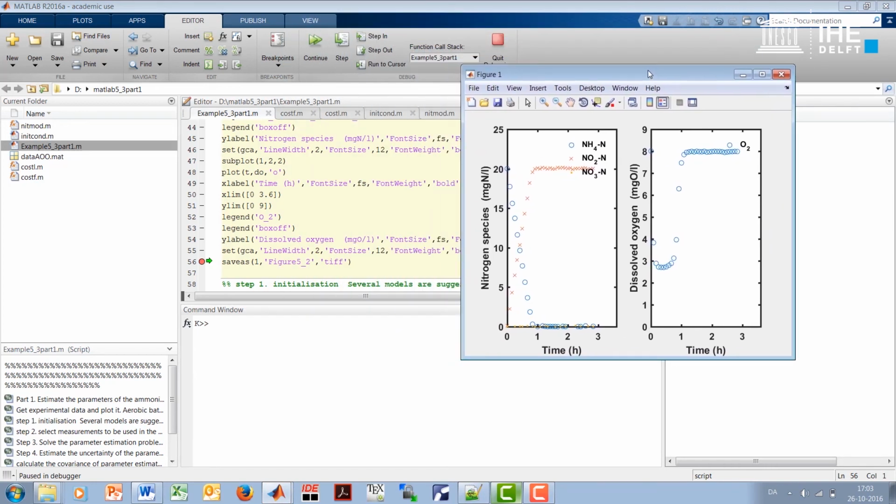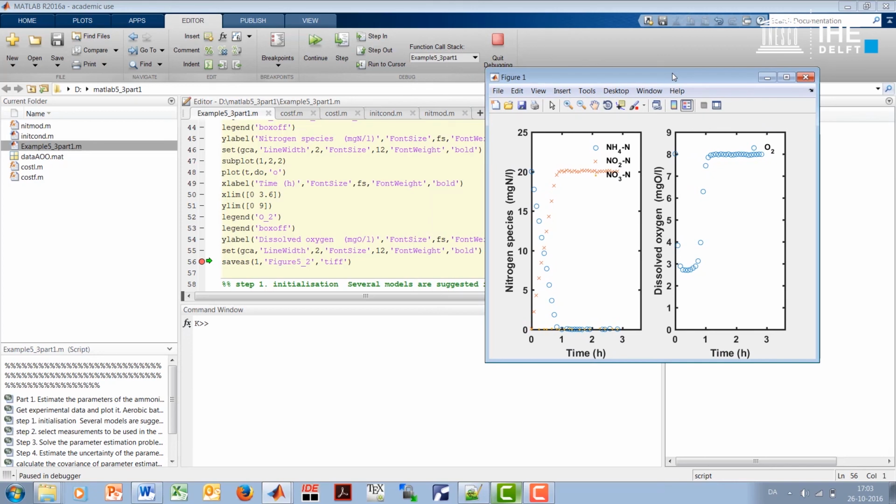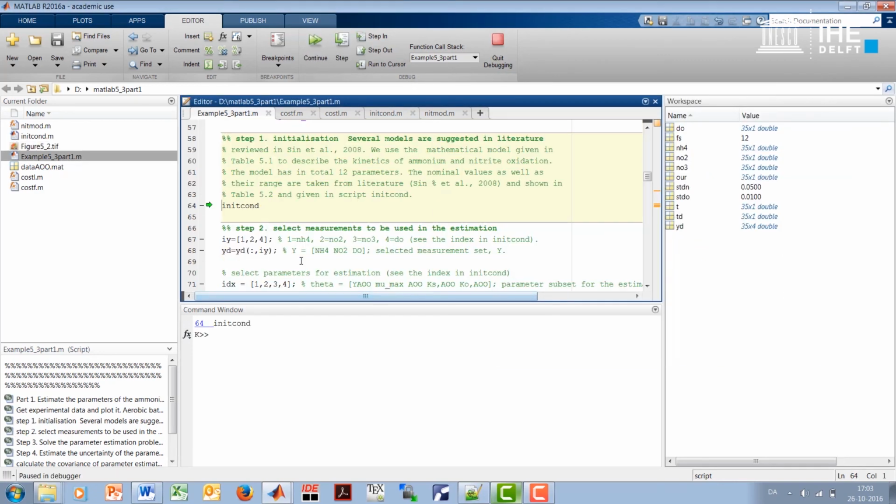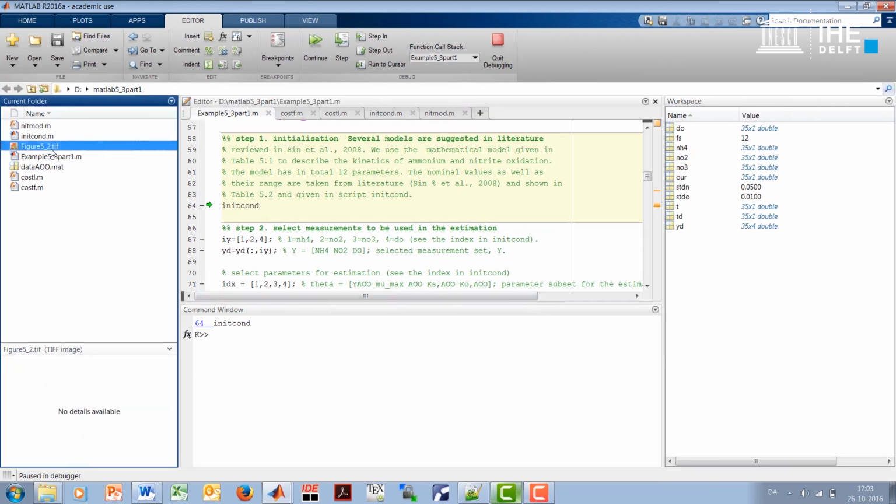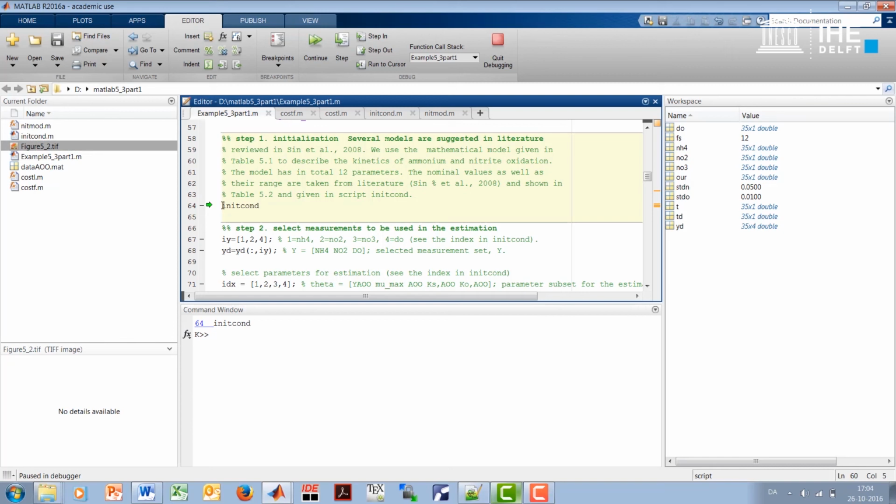Thereafter, step 1 of the workflow is executed by loading the initial conditions file initdcond.m. This will load to the workspace the nominal values, parameters range, and initial conditions.